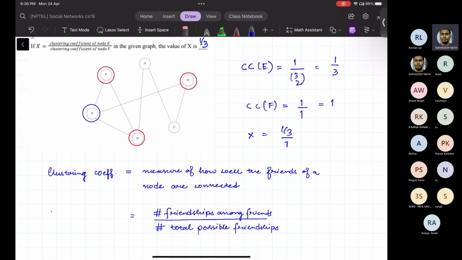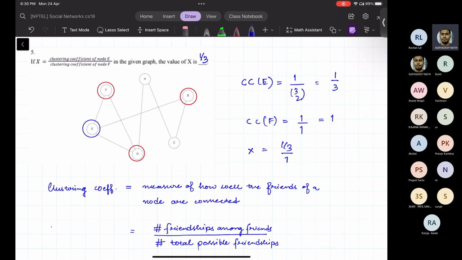So similarly, you calculate the clustering coefficient of F. So you look at the friends of F. Friends of F are E and D. And how many friendships are present between E and D? That is 1. And how many possibly could have existed? That is also 1. So that's 1/1. And in the question, they have asked what is X. So you take the ratio of the clustering coefficient of E over the clustering coefficient of F, that is 1/3.